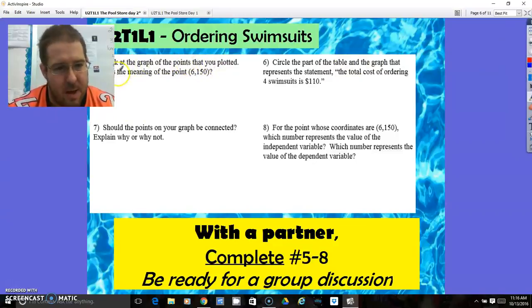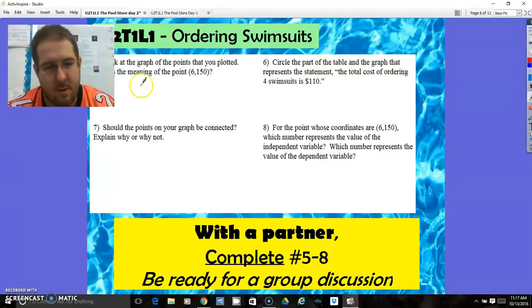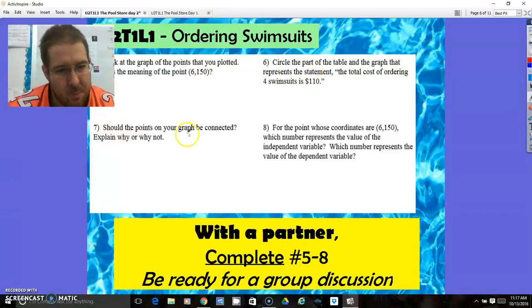Look at the graph of the points you plotted, and what is the meaning of the point 6, 150? That would be 6 swimsuits cost $150. That's a coordinate. Circle the part of the table in the graph that represents the total cost of ordering 4 swimsuits, which is 110. Okay, so I go to my graph and I circle it. Should the points in the graph be connected? No, I just explained that.